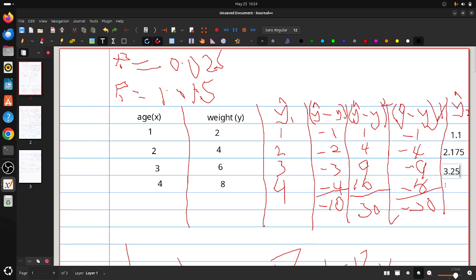and then this will be 1.075 times 3, almost 4, plus 0.025. So this will be 4.325.